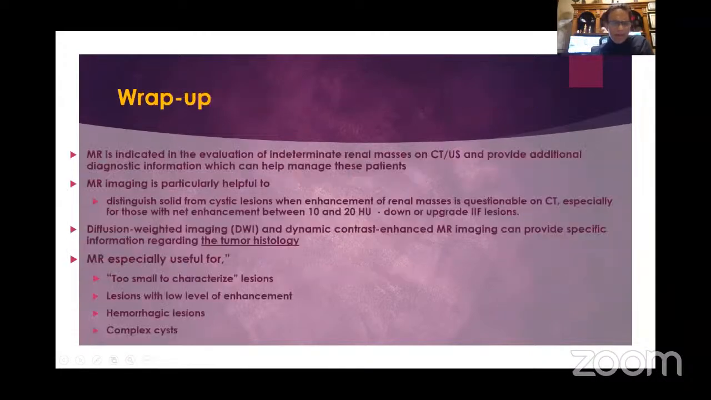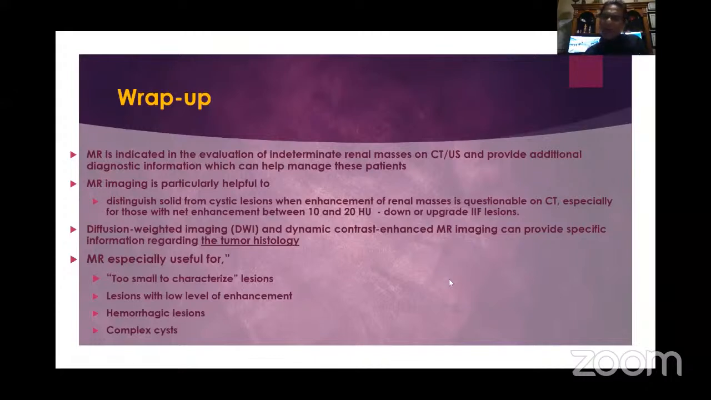So wrapping up, MRI is indicated in evaluation of indeterminate renal masses on CT and ultrasound and provides additional diagnostic information which can be helpful in diagnosing and managing these patients. MR imaging is particularly helpful in distinguishing solid from cystic lesions when enhancement of renal masses is questionable, especially for those where net enhancement on CT is between 10 and 20 Hounsfield units.